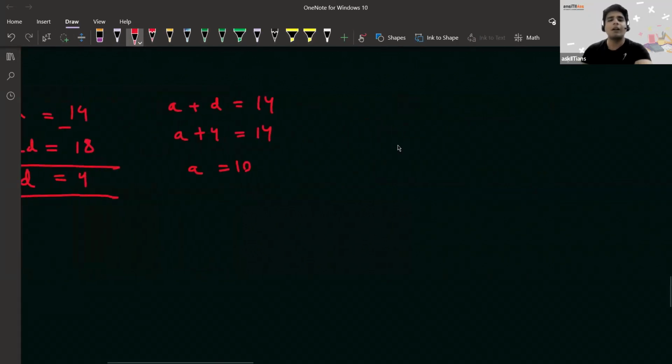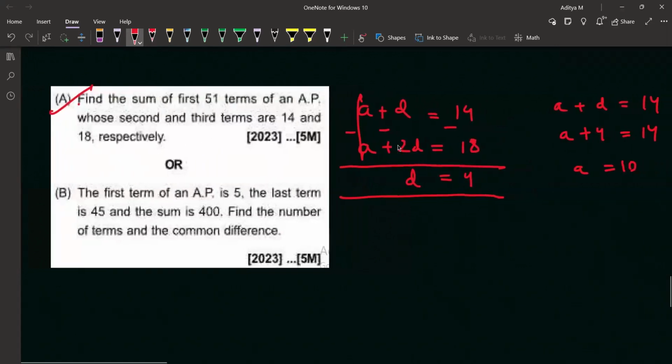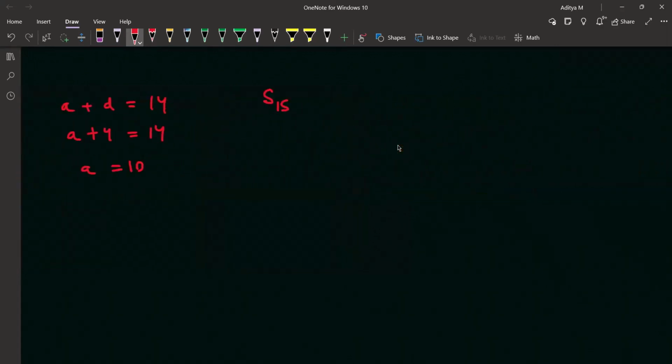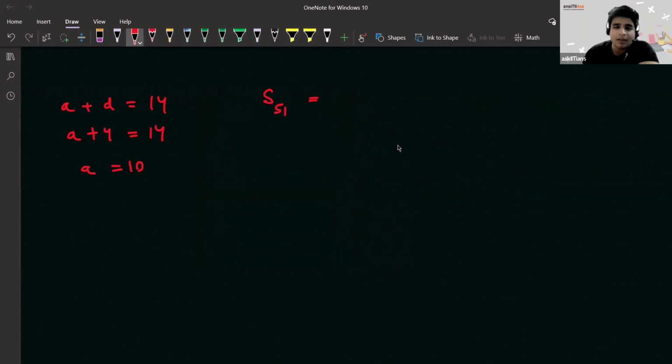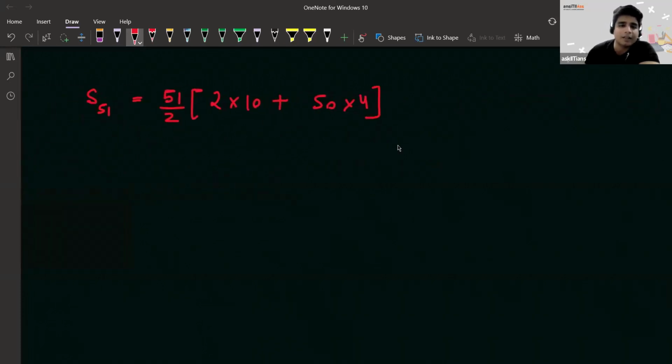Right? Now, everyone, what am I going to do? I'm going to find the sum of first 15 terms. That is what they asked me. Oh, sorry. They have asked me to find the sum of first 51 terms. So let's do this. So 51 divided by 2, twice of a, that is twice of 10, plus n minus 1, that is 51 minus 1, that is 50, times D. D is how much, everyone? That is 4.